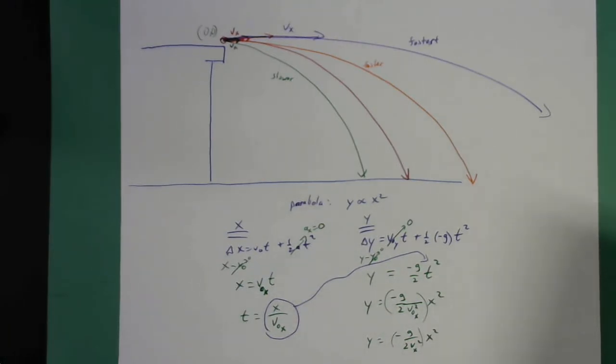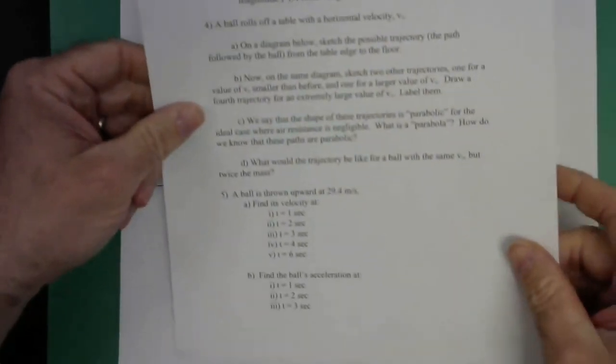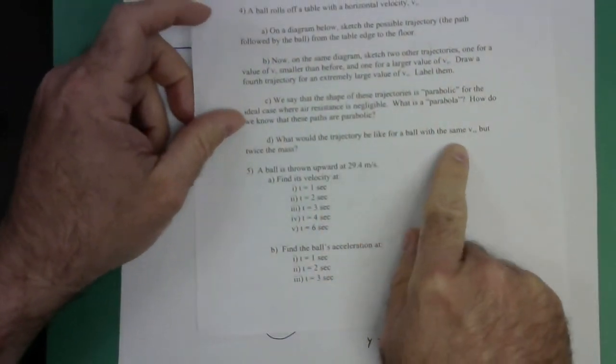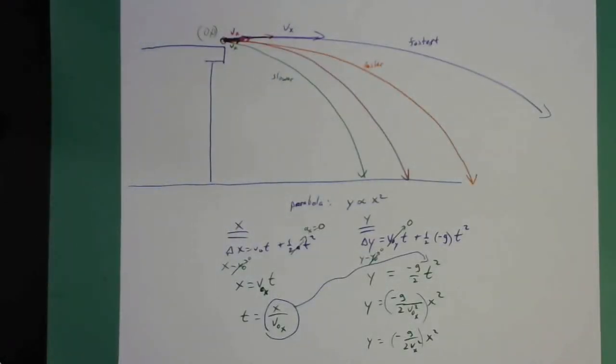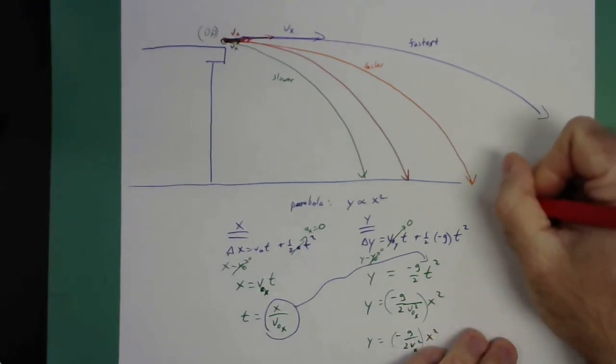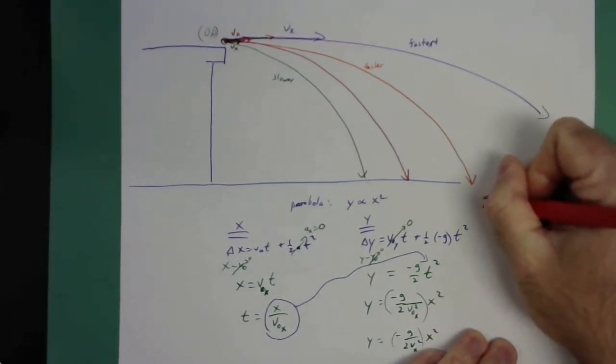Okay, which brings us to part D. What would the trajectory be like for a ball with the same initial velocity but twice the mass? Ignoring air resistance, it would be the same. Did we use mass in any of these calculations? No. The only place we would use mass is if we do sigma F is ma.